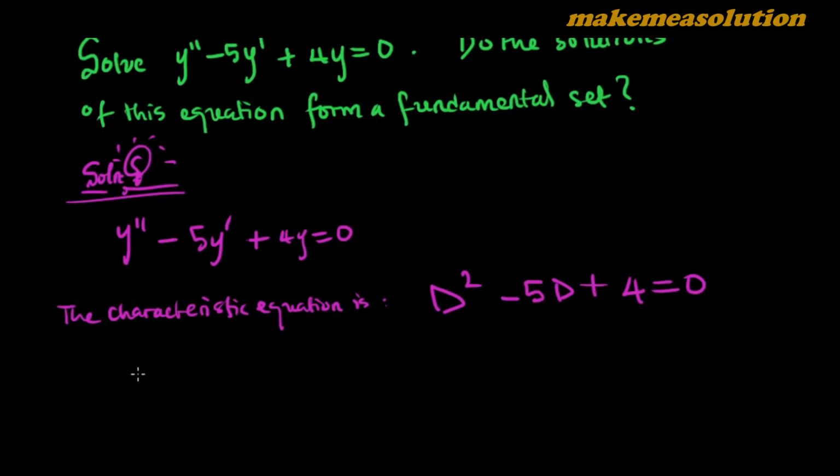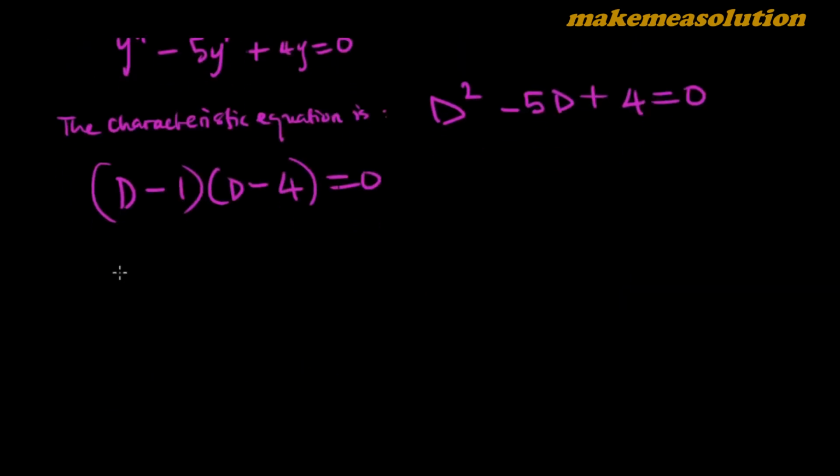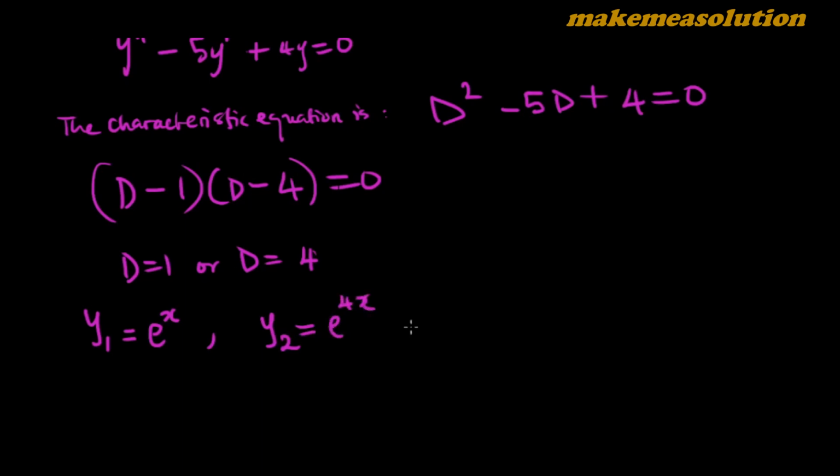So solving this characteristic equation, you have a plethora of methods to select from. I'm going to use factorization. It's easier. I have (d minus 1)(d minus 4) equal to 0. So solving, I have d equal to 1 or d equal to 4. Having obtained these roots from our characteristic equation, 1 and 4, we can now have two solutions. One possible solution, in our y1 case, is exponential x. Then in another scenario, we can have exponential 4x for our solutions.